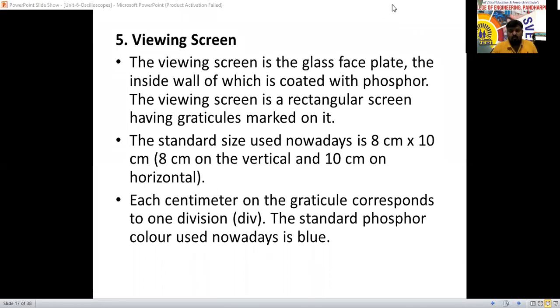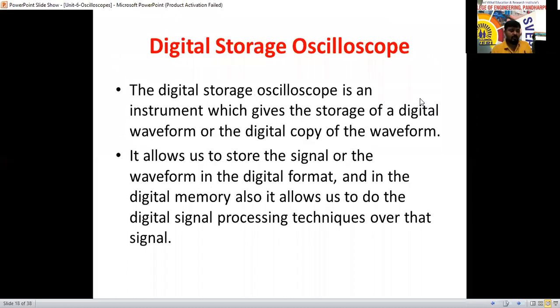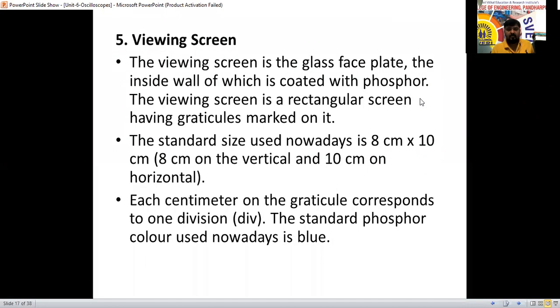Maybe tomorrow I will explain about the DSO and its block diagram, and how we are going to operate it and measure voltage and frequency. I don't know if any notice comes, but by tomorrow or up to Tuesday finish that and be ready for chapter test 5.